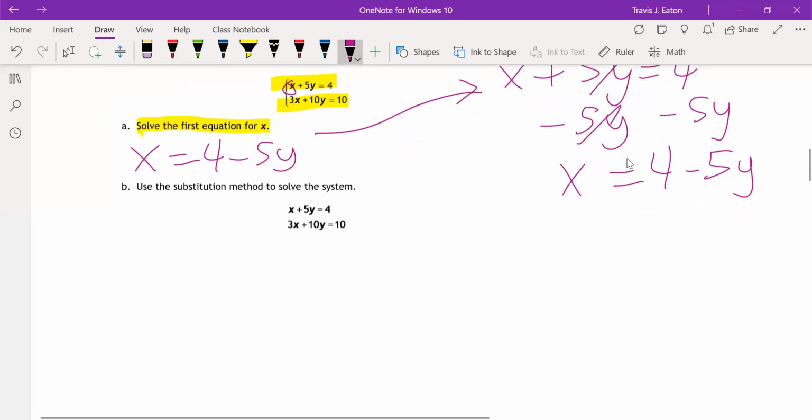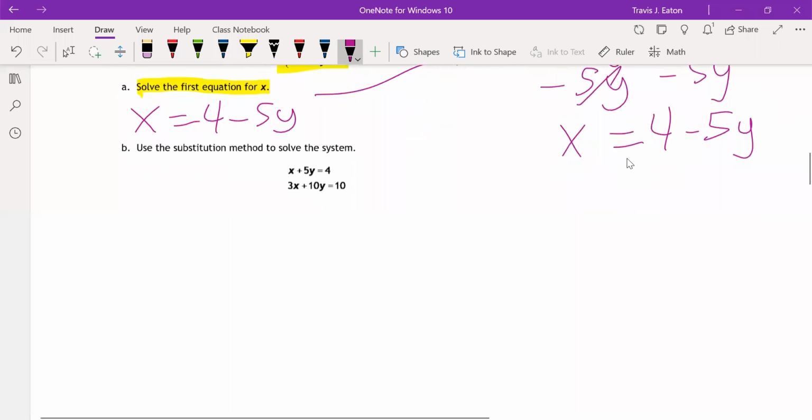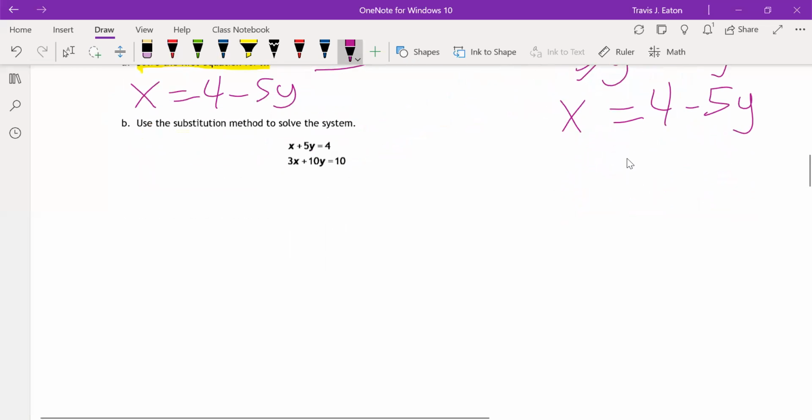Now we can use that substitution to solve the system. Because we know what x is, we can use that x to substitute in for the other equation. And so x is 4 minus 5y. So I can use that anytime I see x in the other equation, which is down here. So let's rewrite this one.